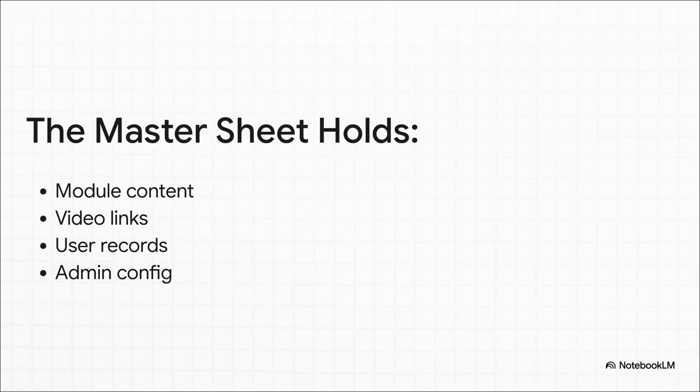Let's zoom in on this brain for a second. In this model, the web app's code holds absolutely nothing. It is literally an empty shell that just knows how to display things on a screen. Instead, that single master Google Sheet does all the heavy lifting. It holds everything, and I mean everything. The text for the module content, the URLs for the videos, the exact wording for the knowledge checks and assessments, every single user's record, the real-time progress tracking, even the admin configs. If it exists in the Academy, I guarantee you it lives in a cell in that spreadsheet.